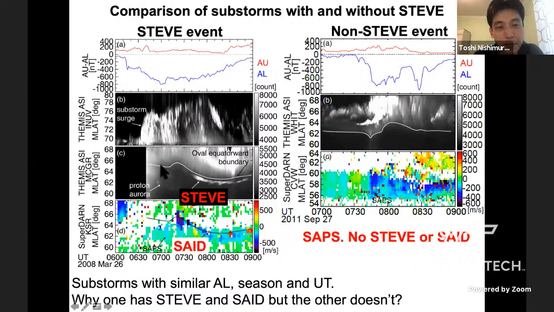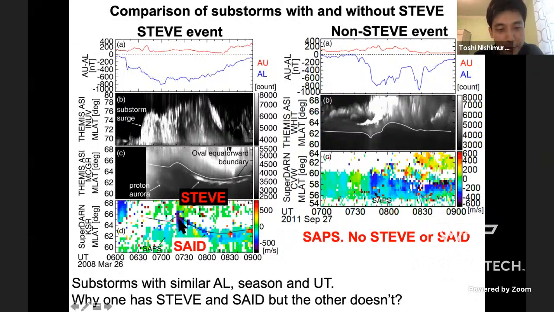There is a subauroral proton aurora. But once the substorm surge comes over the Alaska region, which is right here, then we start to see STEVE emission, and that follows pretty closely over the equatorial boundary. And the SAID does the same thing. In Gareth Perry's event, the super echo disappeared.